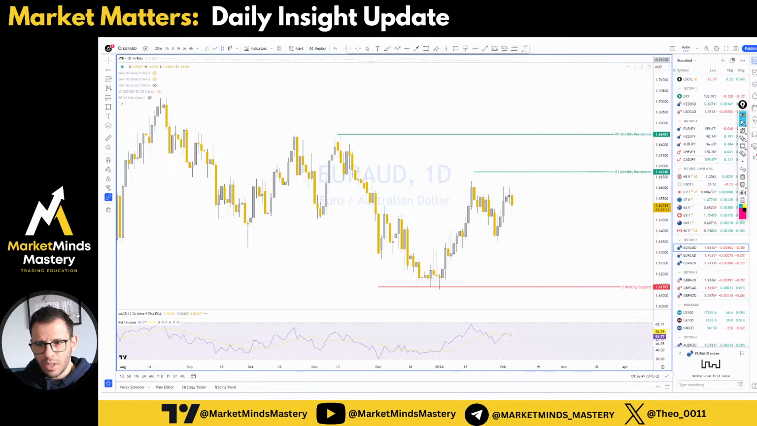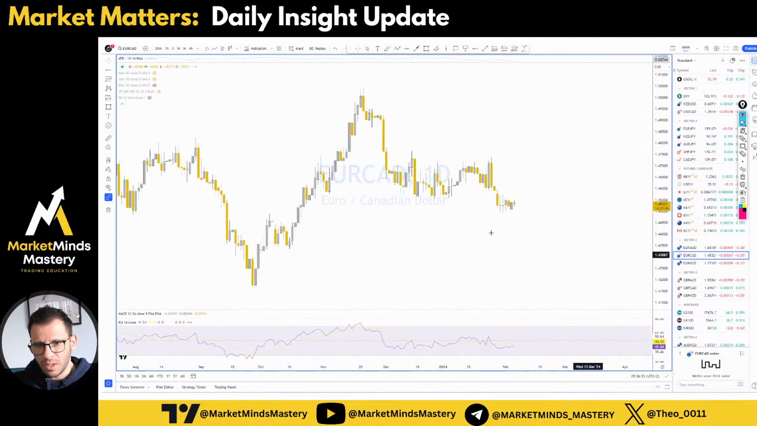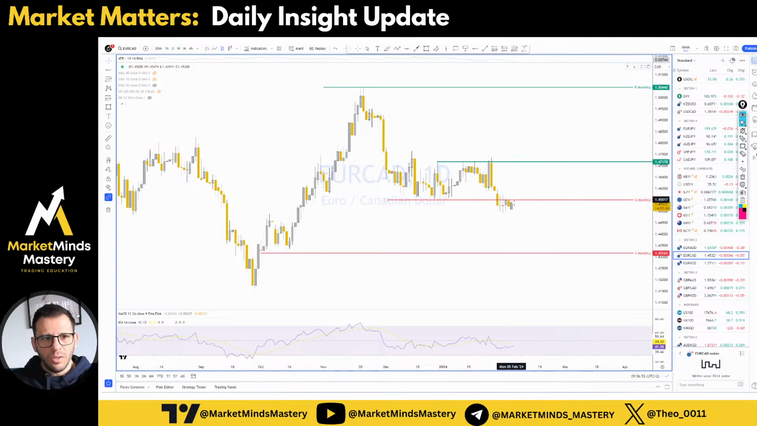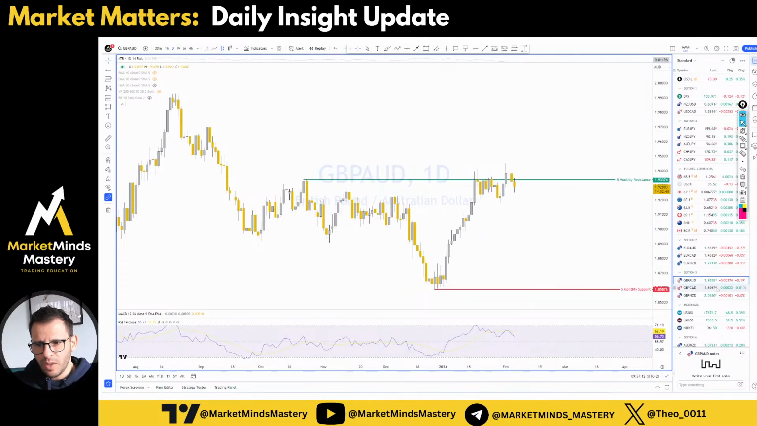Euro Australian dollar, that's mixed, that's a mess. We don't know what's going on. Not that we don't know because we are unable to read the markets. We don't know based on what the market shows us in terms of uptrend, downtrend, and range. Euro Kiwi, pretty much nothing.